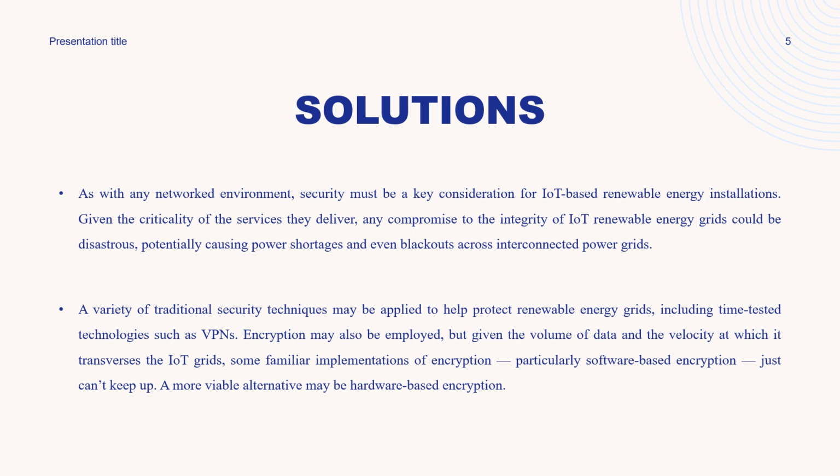A variety of traditional security techniques may be applied to help protect renewable energy grids, including time-tested technology such as VPNs. Encryption may also be employed, but given the volume of data and the velocity at which it transfers in IoT grids, some familiar implementations of encryption, particularly software-based encryption, just can't keep up. A more viable alternative may be hardware-based encryption.